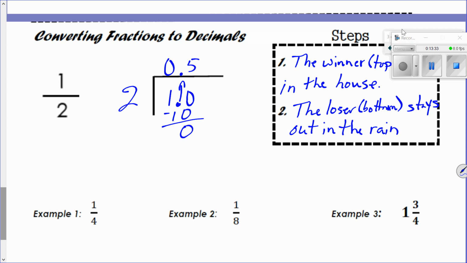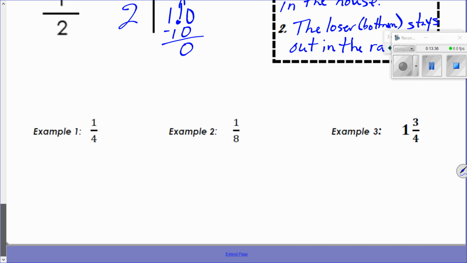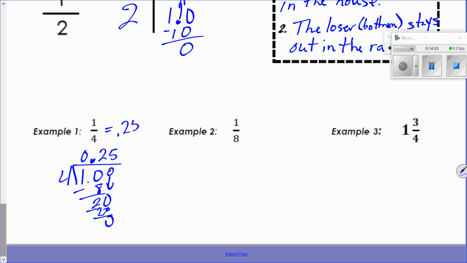Make sense? So let's do a few examples once again. So example 1, the winner, the top guy, goes in the house. The loser's left on the outside. Okay? 4 won't go into 1. My decimal comes straight up. It goes into 10 twice. Subtract 8 gives me a 2. I'm still not at 0, so add another 0 and bring it down. 4 goes into 20 5 times. Subtract 20. I'm at 0, so as a decimal, 1/4 is 25 hundredths.